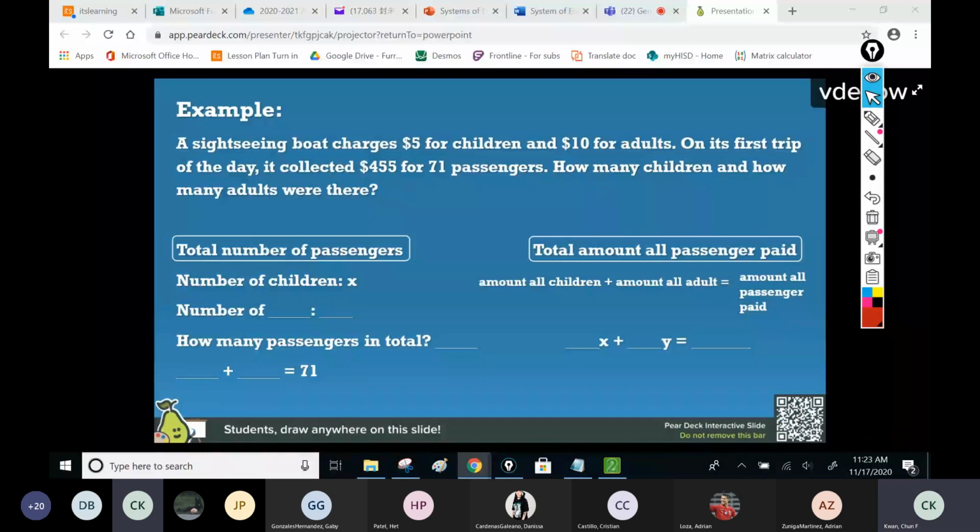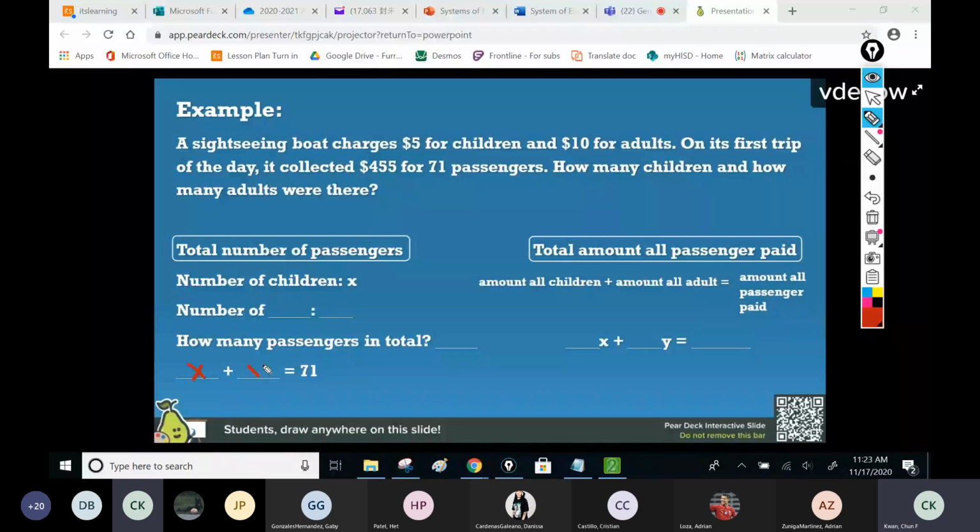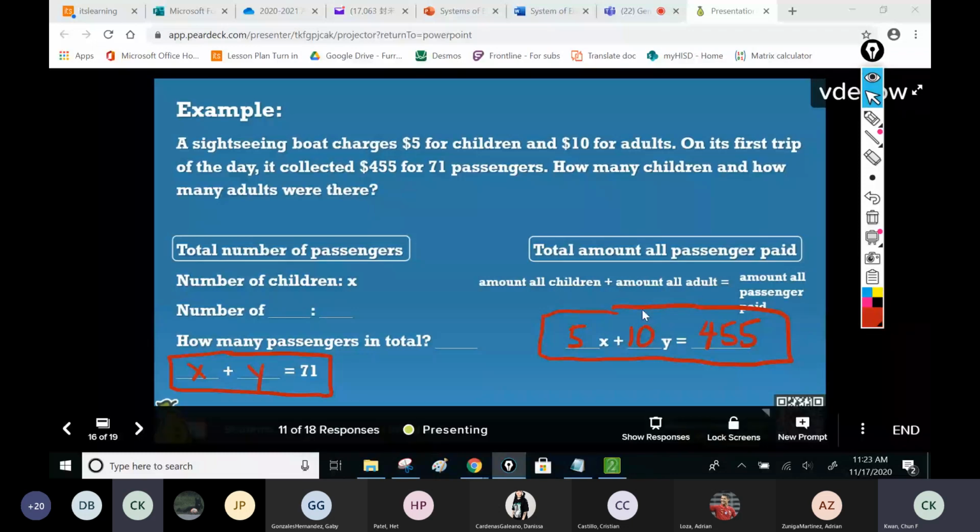All right, so most of you guys got the two equations down. Pretty good. So yes, one of them is x plus y equals 71. And then the other one is 5x plus 10y equals 455. That's the second equation. So once we have two equations, we can use these two equations and figure out the answer. We need to find out what x is and what y is.